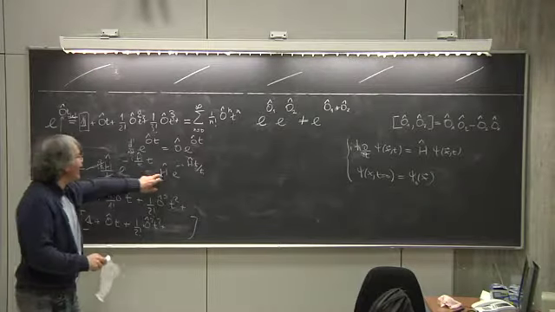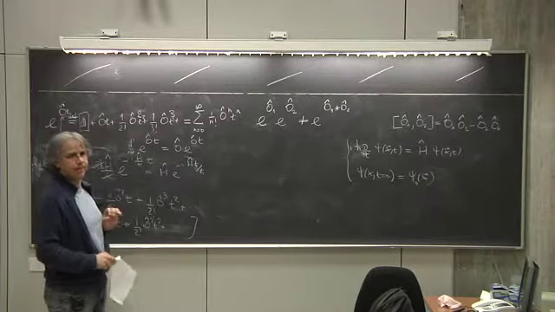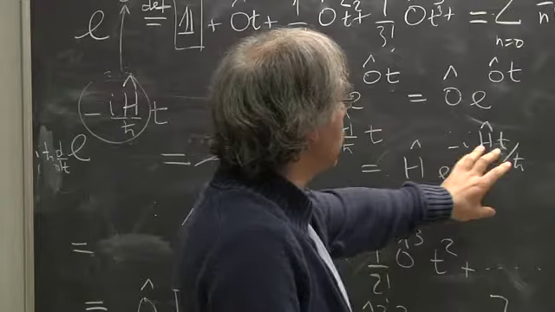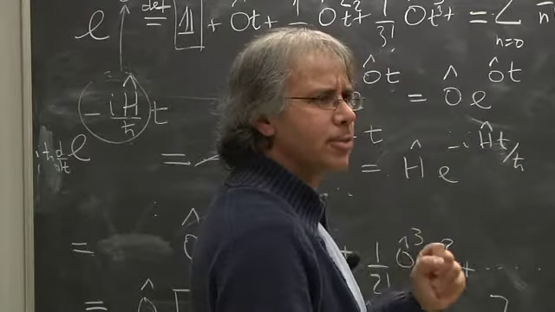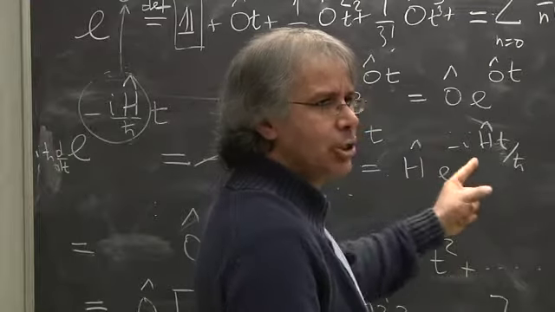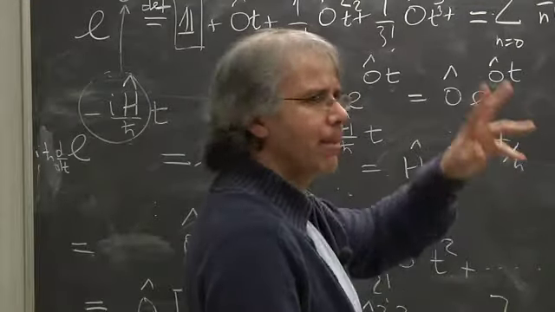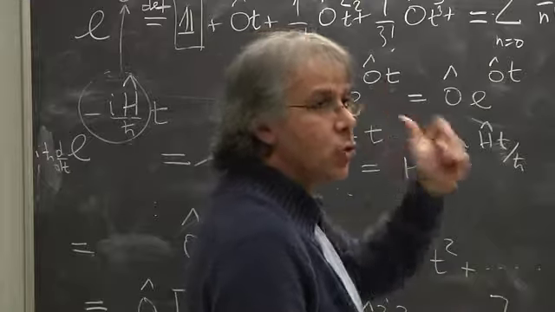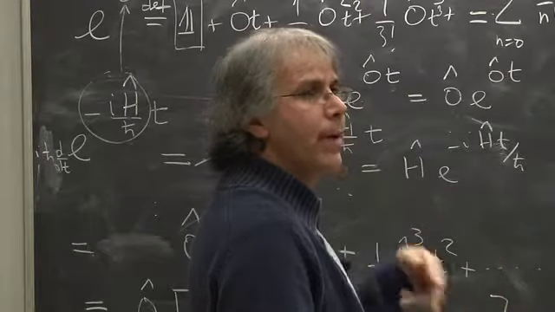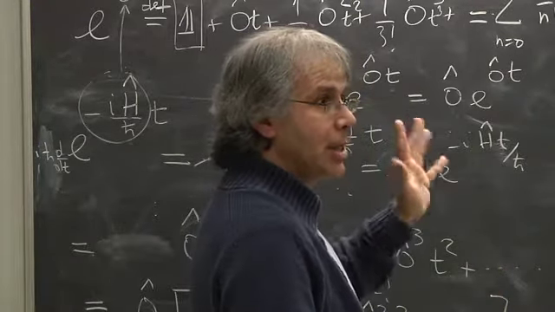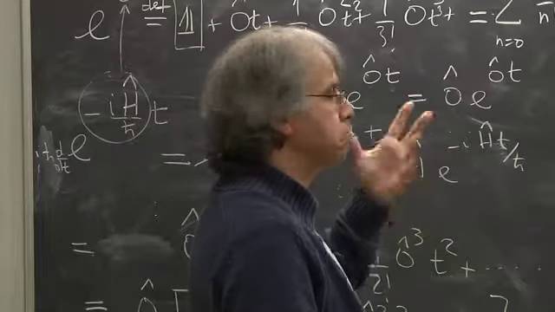This is already suggestive. iħ, the derivative of this object, is equal to H, the object. The object is an operator. It's in fact a complicated operator. Not only H appears. H is already Laplacian plus V. H squared appears. H cubed, H to the fourth, all powers. And you can imagine how messy it is.